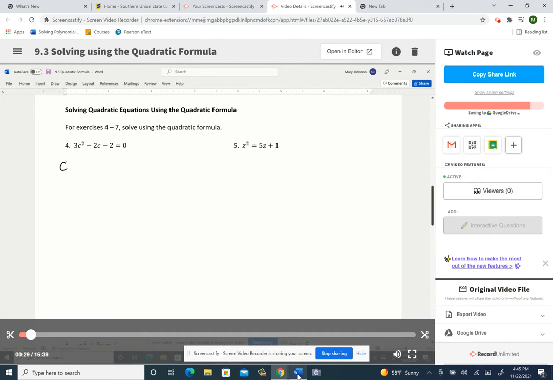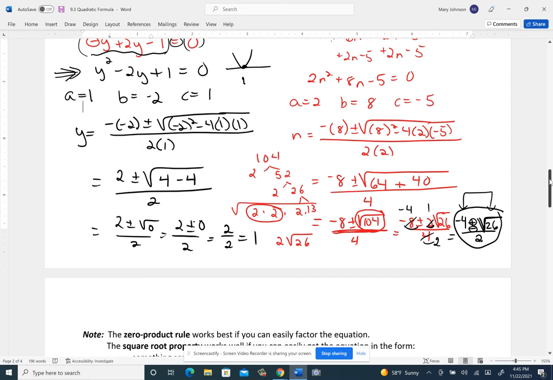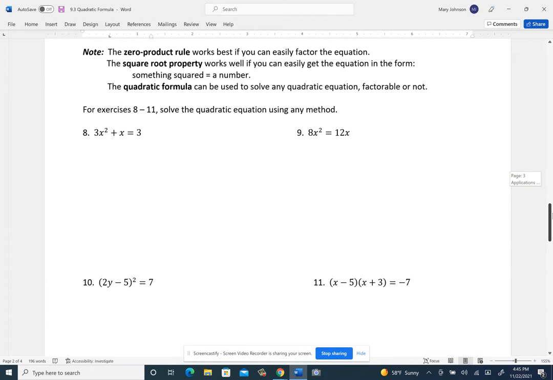Now I'm going to do a video where we're actually going to get to decide how we're going to approach the problem. I just kind of want to show you how to think about that. And then I'm going to try to go ahead and finish the 2 application problems as well. So this will be the 3rd and final video on section 9.3. All right, so this says to solve the quadratic equation using any method.